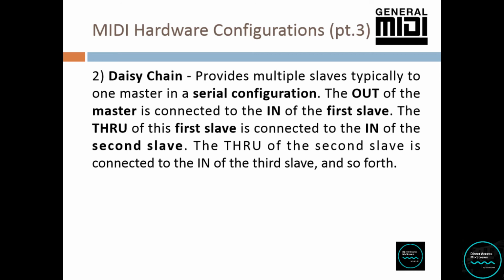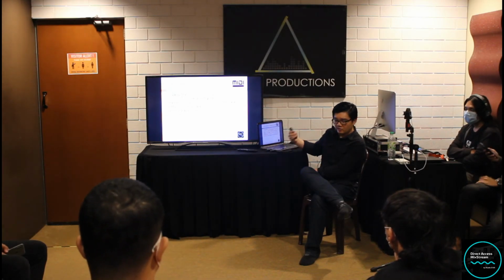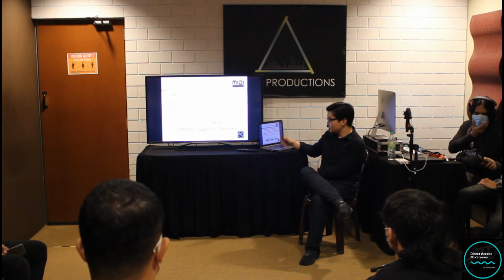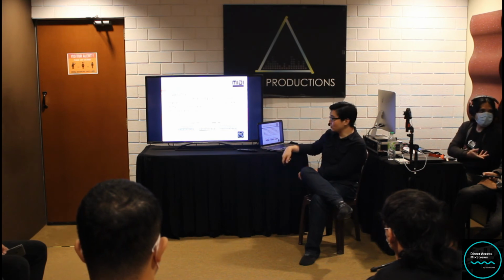So there is what we call the daisy chain. Daisy chain means you chain from one device to another: device 1 to device 2, device 2 to device 3. A daisy chain provides multiple slaves, typically to one master, in a serial configuration. Serial means in series: you go from point 1 to point 2 to point 3. You cannot jump, you cannot skip. Let me go to this graph, it will explain it.